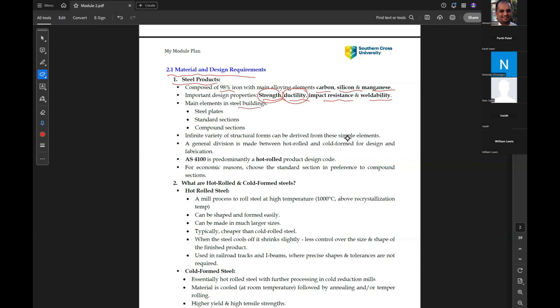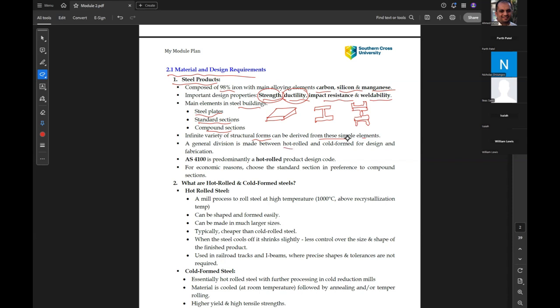The main element in steel building are steel plates. You can find steel plates or standard section. So as you know, steel plates might be plates like that, or standard section like I-beam or channels, and also compound section, which can be some sections welded together or bolted together. So for example, something like this. So these are the available section types. Okay, other forms of structure elements can be found from these elements.